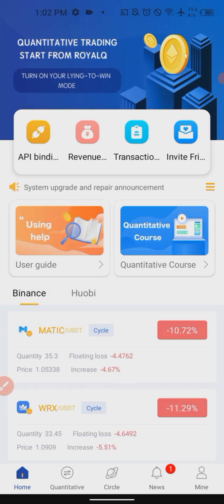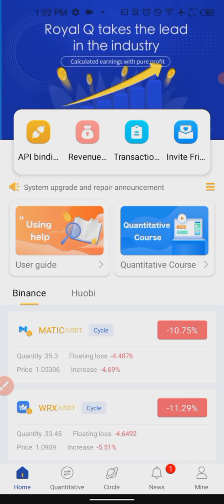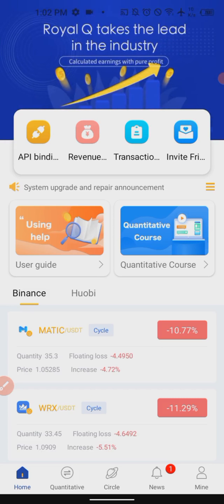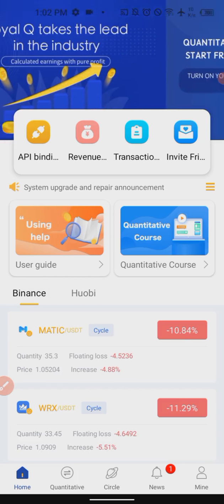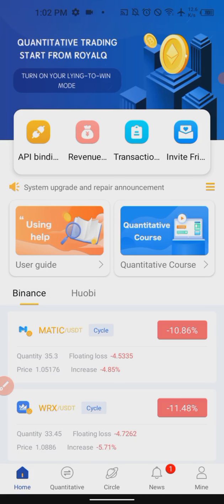Now, like I said something earlier about the dollar cost average, right? Now, Royal Q is programmed in a way to help you work with the dollar cost average. First of all, let me now go into various functions.